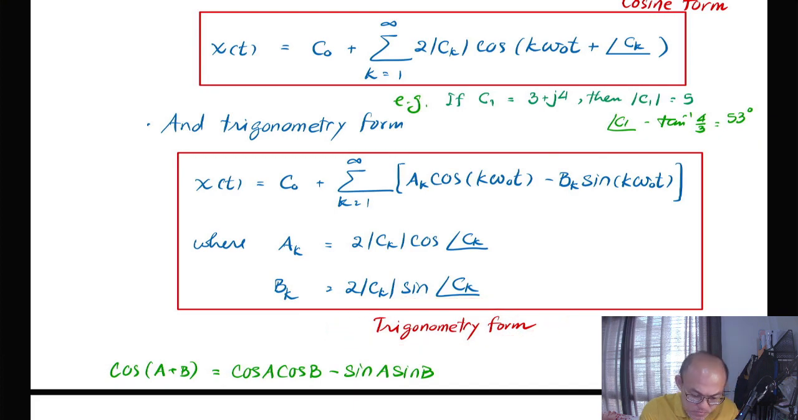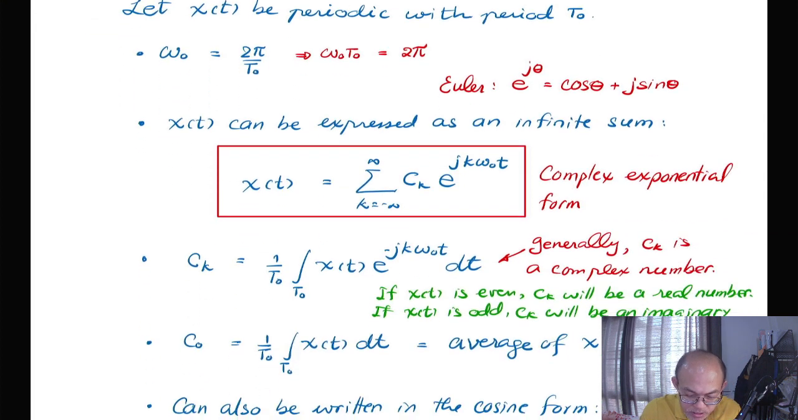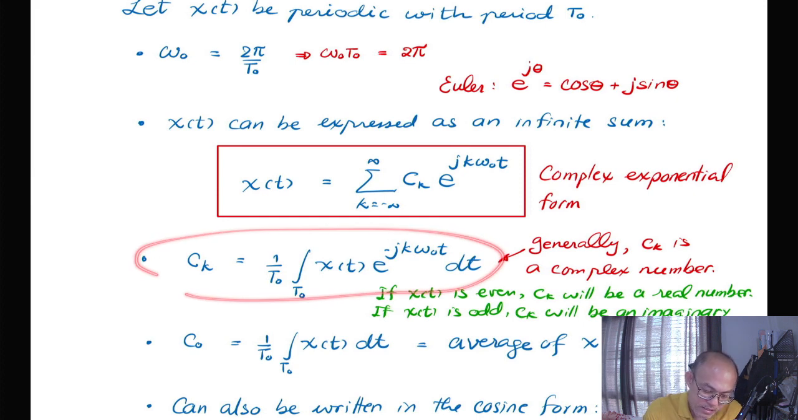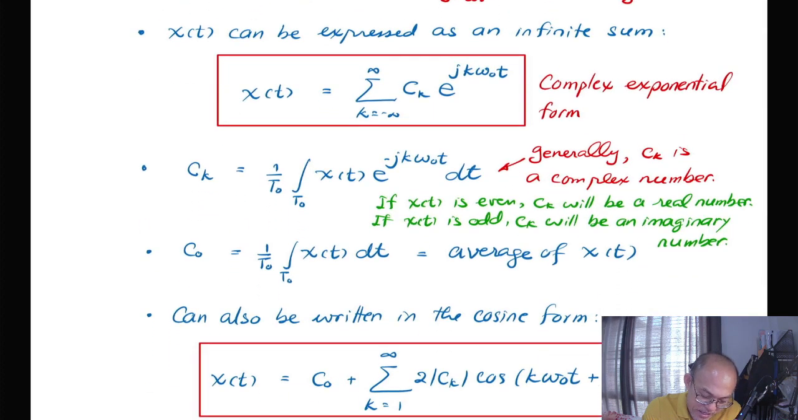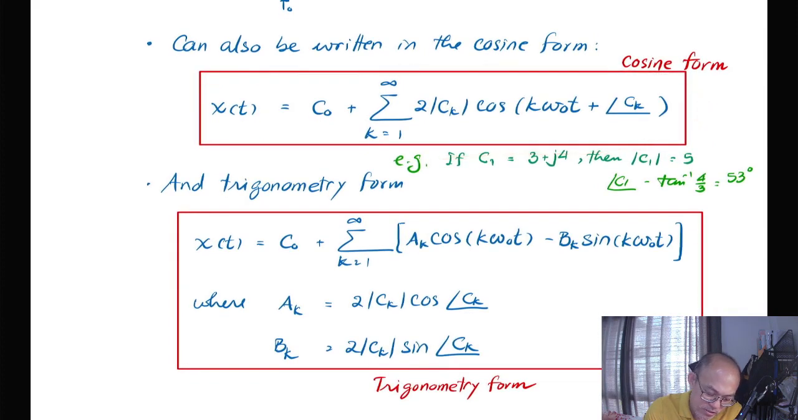So in other words, given a periodic signal, we can represent it in three forms. First, the complex exponential form. To represent it in the complex exponential form, you simply find ck using this integral. Once you have found ck, you can use ck to write x in either the cosine form or the trigonometric form. These three forms are called the Fourier series of x.